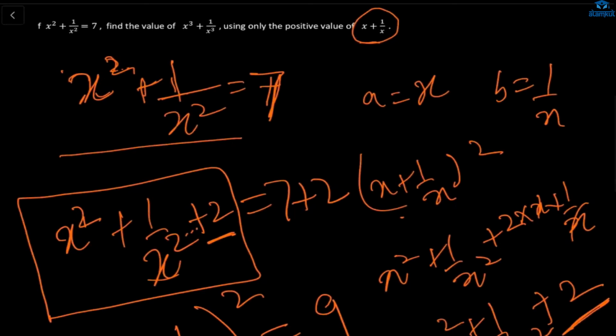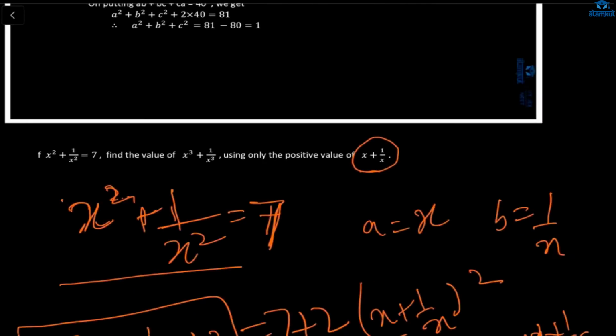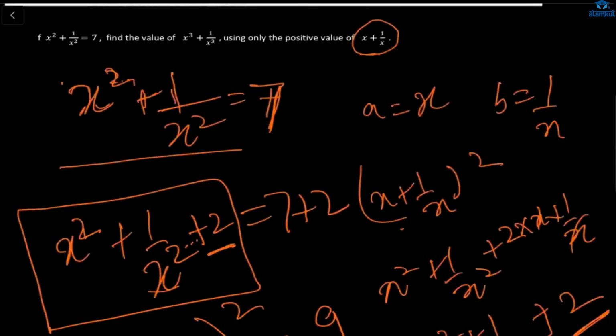Ma'am, can I do that by subtracting? Can we do it by subtracting this? Yes. Like 7 is here. If you subtract 5 on both the sides, then also we'll get 2. But when you bring it on this side, it will be minus. Can we do that way?